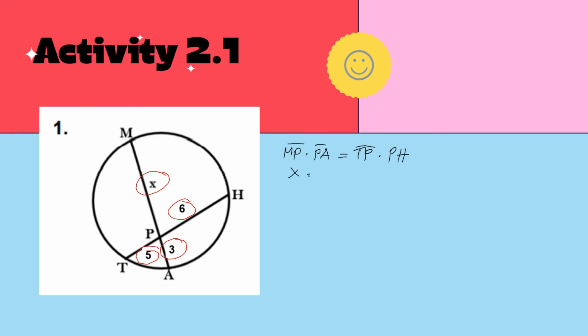MP is x, PA is 3, TP is 5, and then PH is 6. X times 3 is 3x, 5 times 6 is 30. Divide both sides by 3. Therefore, x is 30 divided by 3, which is equal to 10. There. So, the value of x here is 10. Okay? By checking, 10 times 3 is 30. Dapat equal yun sa kabila. Sa kabila naman, 5 times 6, 30 din. So, tama po yun. Okay, next, number 2.